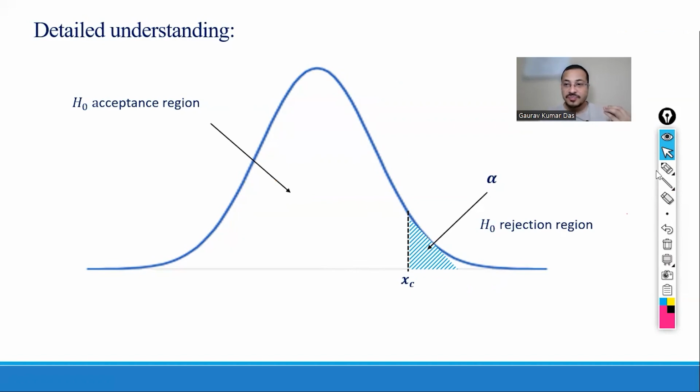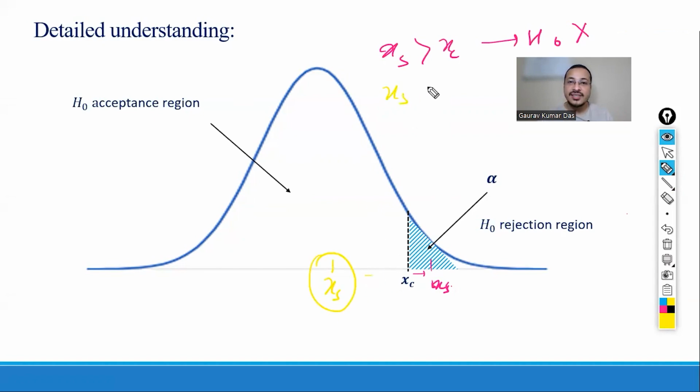If you remember, XS greater than XC, what happened? The null hypothesis is rejected under this condition. So if it crosses this point, suppose it is lying here, my null hypothesis will be rejected. But again, if my XS is lying here, which is less than the XC, if XS is less than XC, then my null hypothesis is accepted. That is why it is the acceptance region. So this region is the acceptance region, this region is the rejection region.